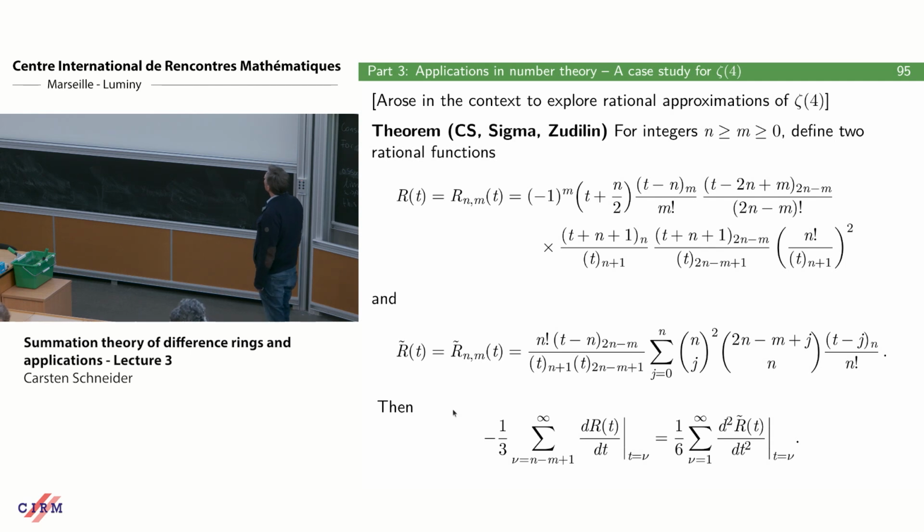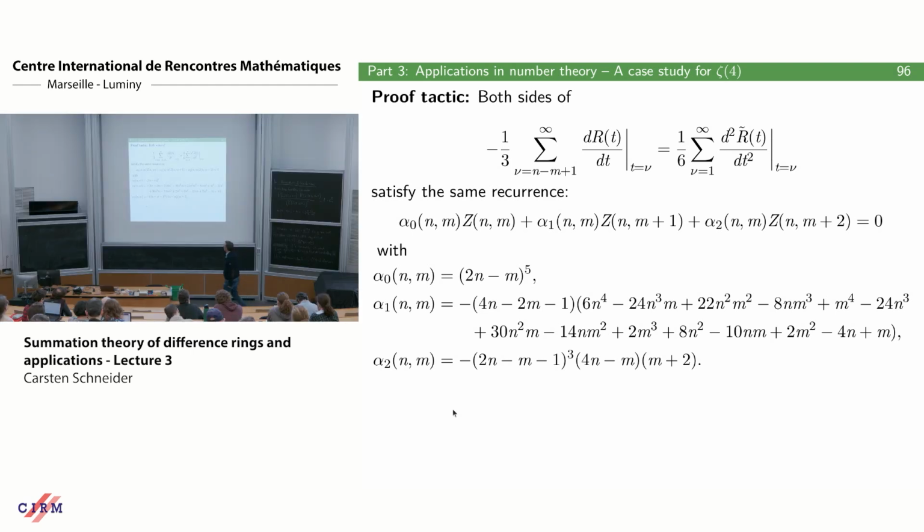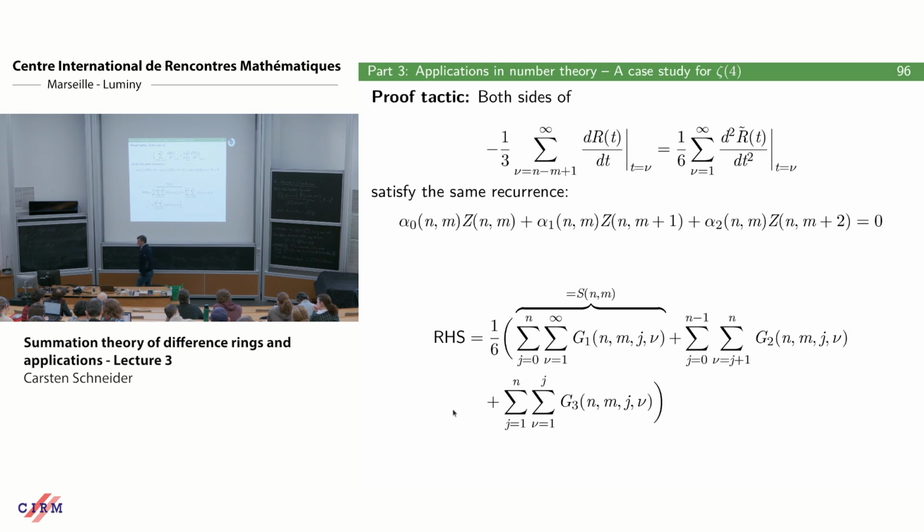So, it took a while, but then we finally got a proof. And the idea is, we show that both sides satisfy the same recurrence. And actually it's not a big recurrence, it's quite cute. So A0, A1, and A2, it's a second order recurrence. It's not big. Okay. And so I don't show you the left-hand side. It would be also interesting. I just show you the right-hand side.